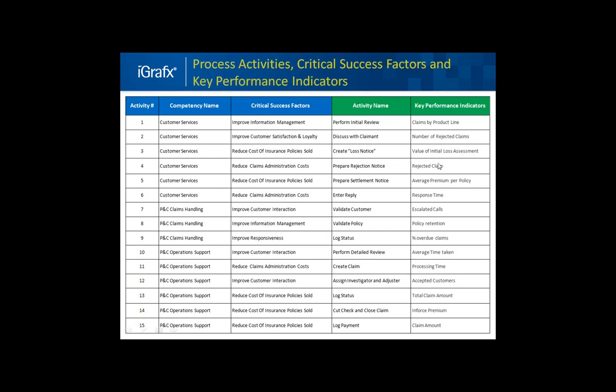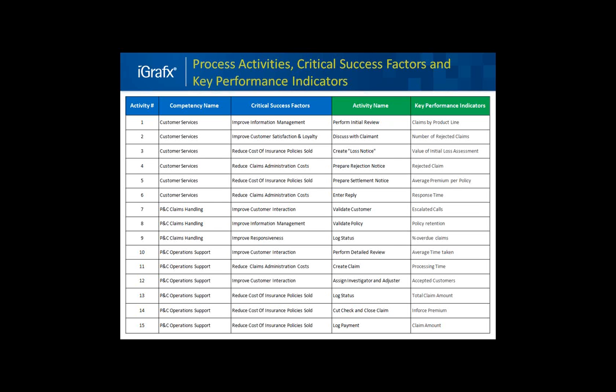Then it's rejected claims, average premium per policy, response time with enter reply, escalated calls with validate the customer, the policy retention, meaning with validating the policies, percentage of overdue claims, that's in the log status, that's improving the responsiveness. So some of these performance drivers link to the value drivers. Others, you have a value driver within it which gives an aspect of the goal and what the organization would want to do. But the performance driver is the direction of how it needs to perform.